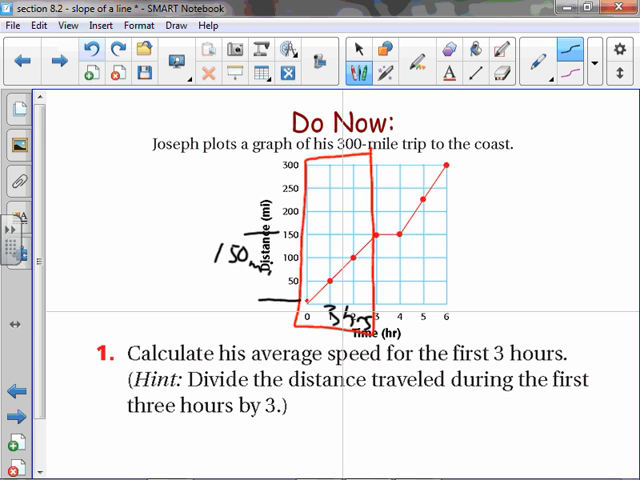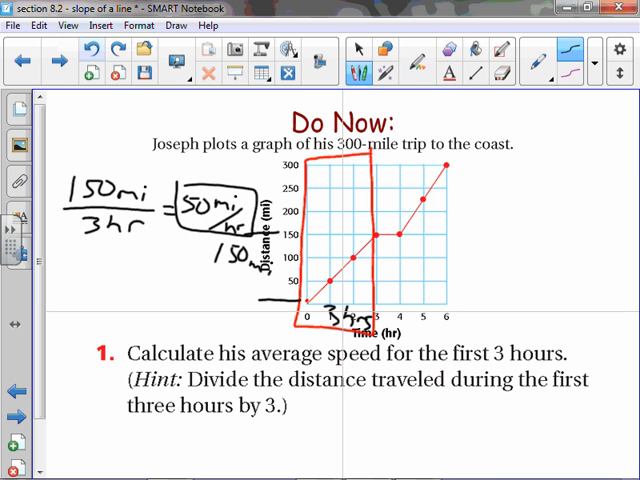And then to find his average speed, it's just distance divided by time. 150 miles divided by 3 hours. 150 divided by 3 is 50. And so he's going an average of 50 miles per hour. Okay, that's all we have to do. That is the end of the question. We will see later on how this is related to slope, so that's why we had this do now question. But for right now, we are done with this question.